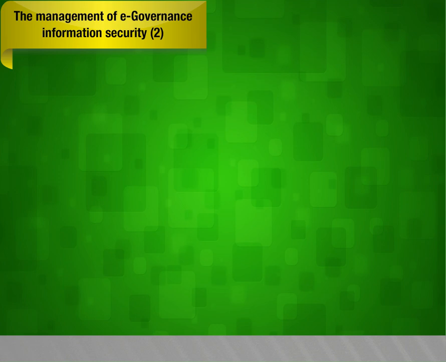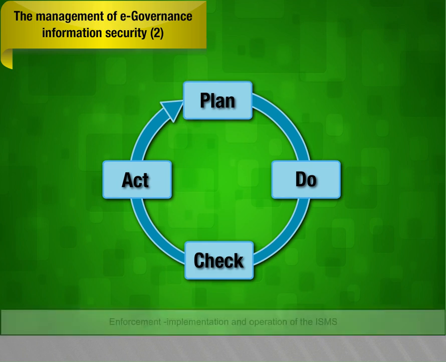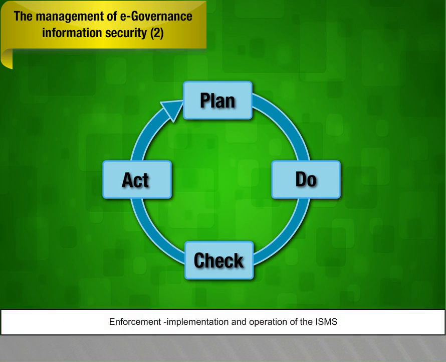The management of e-governance information security 2. Planning, creating ISMS, creating a policy, objectives and ISMS procedures. Enforcement, implementation and operation of the ISMS. Check, monitor and review the ISMS. Action, maintain and improve the ISMS. The management of e-governance information security 3.